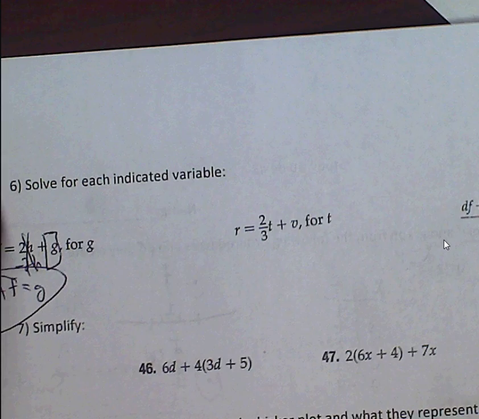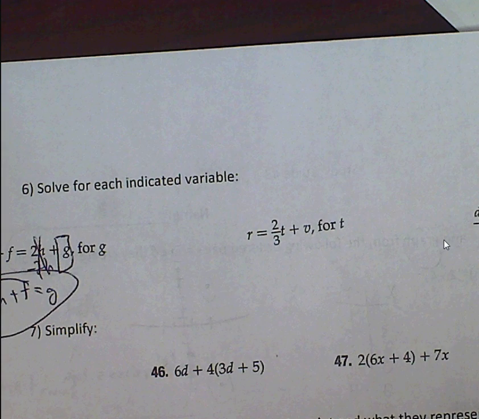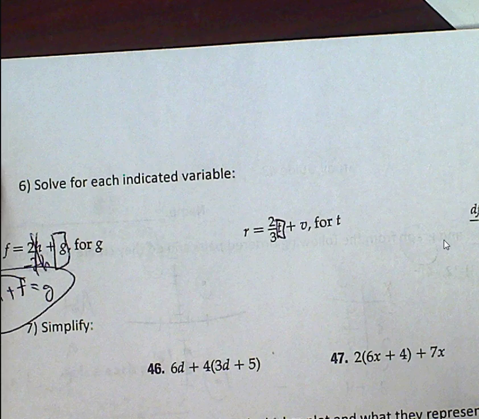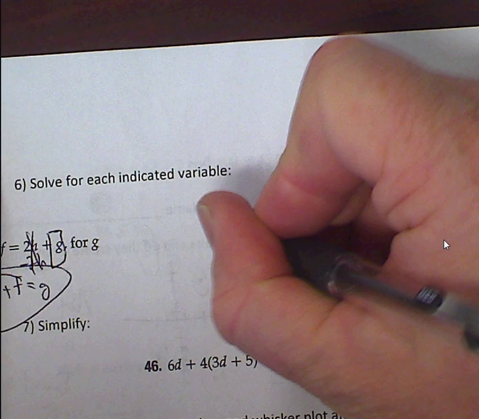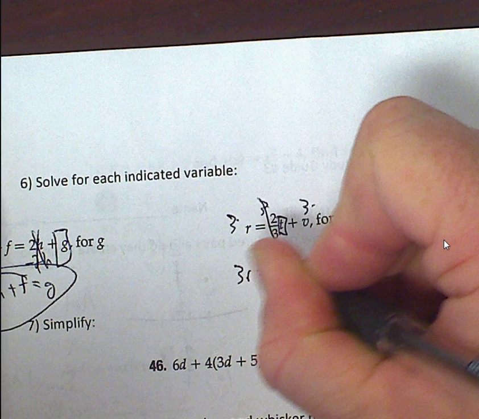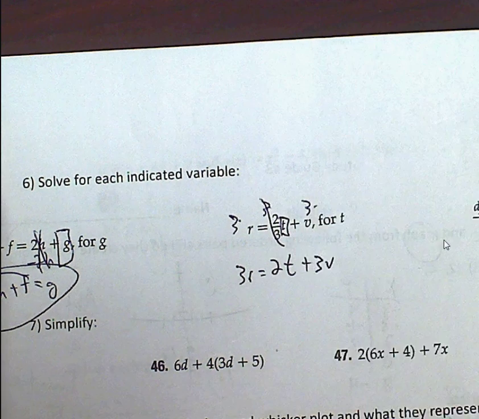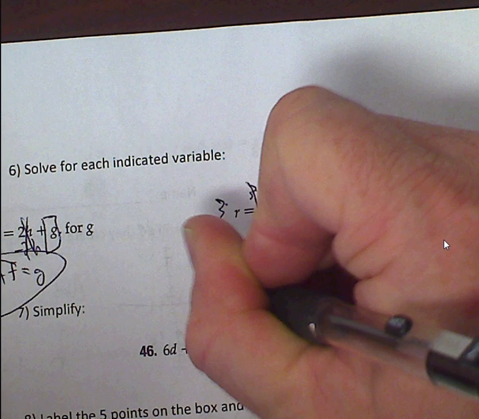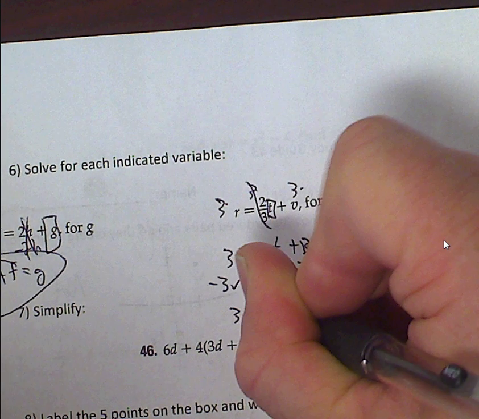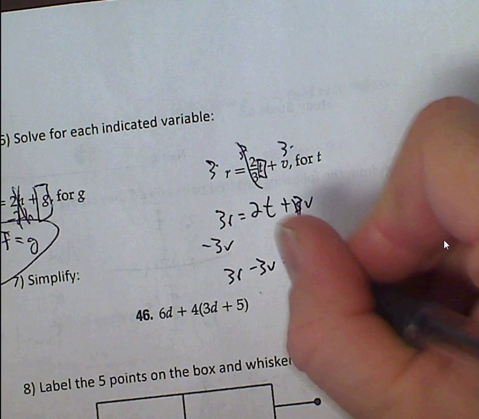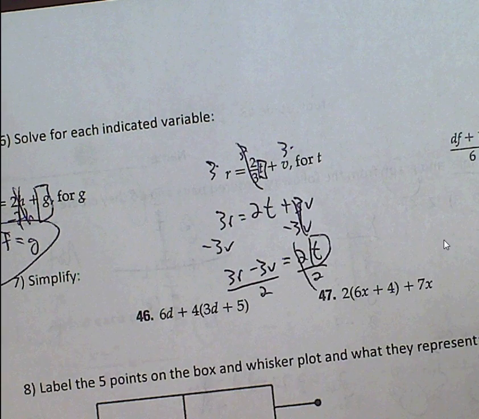The next one, it says to solve for t. In order to get rid of my fraction, I need to multiply everything by 3. So I got 3r equals 2t plus 3v. I'm going to get rid of my 3v, and I got 3r minus 3v equals 2t. Divide by 2, and I got t by itself.